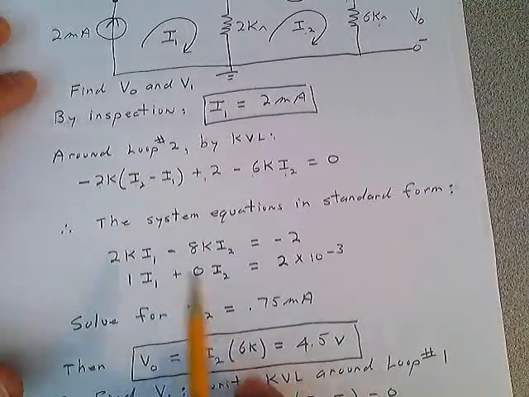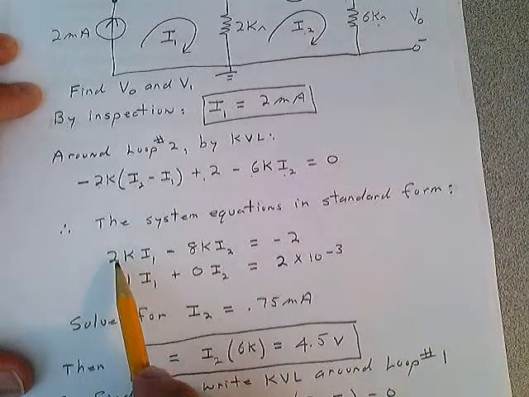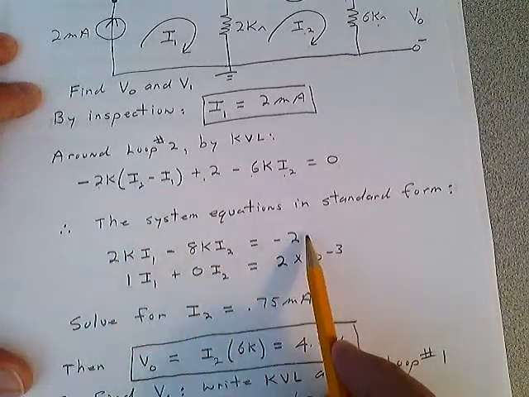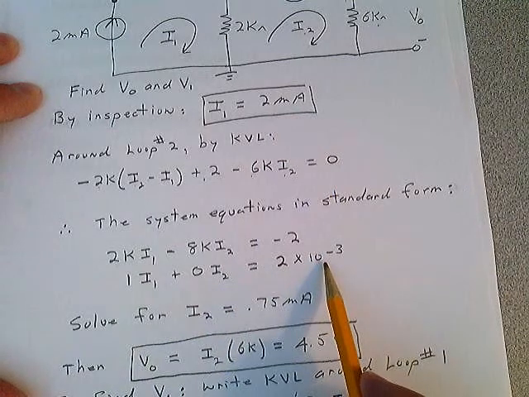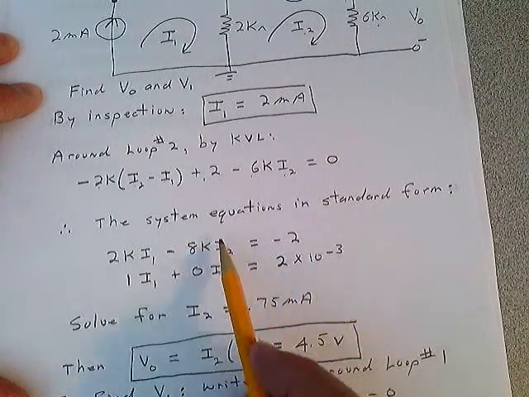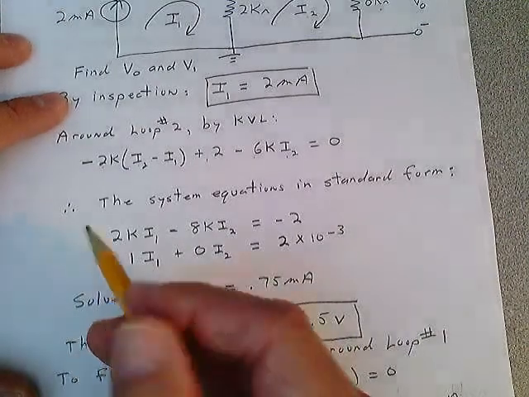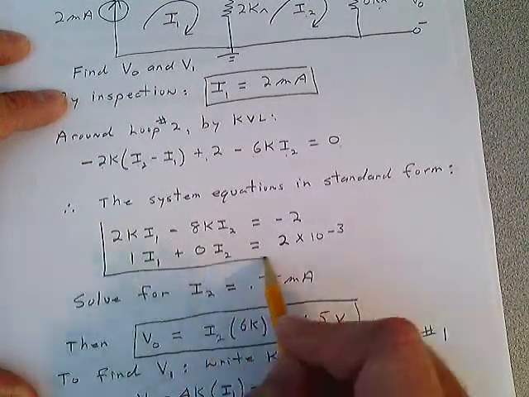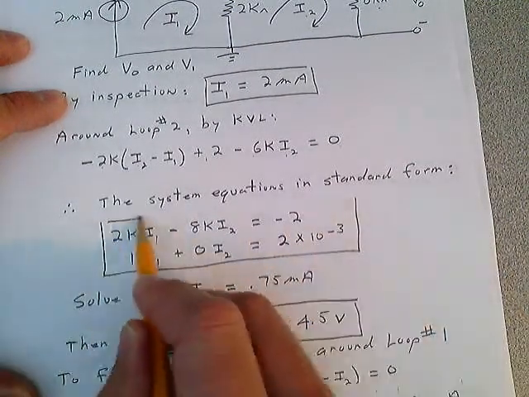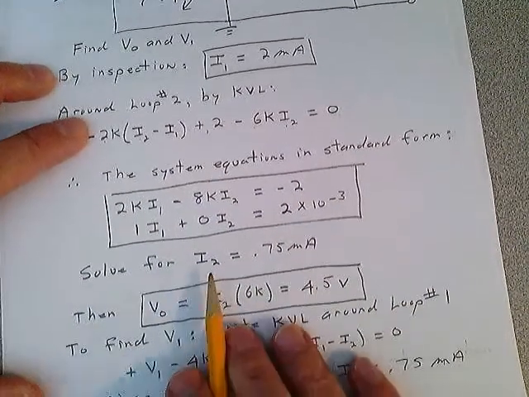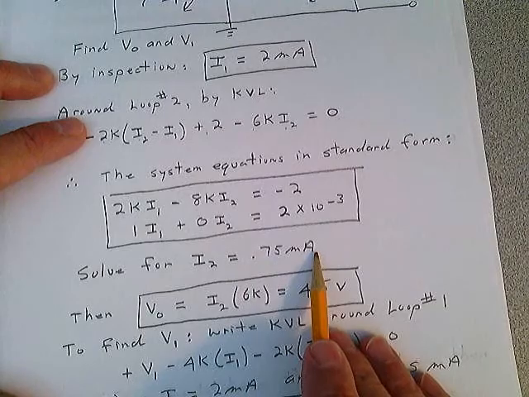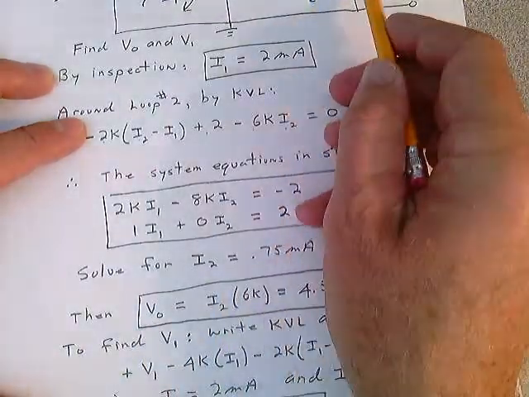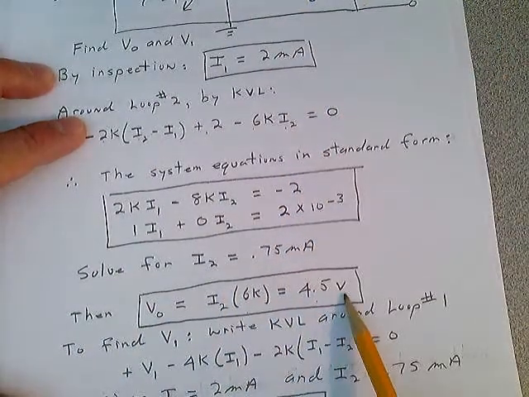Your system equations become this then. This equation yields this, and this equation up here in standard form yields this. There's your system equations in standard form right here. This is what I'm looking for. In some cases, I would just ask for the system equations. You solve for I2, you get 0.75 milliamps. And you can find V out once you know I2, 4.5 volts.